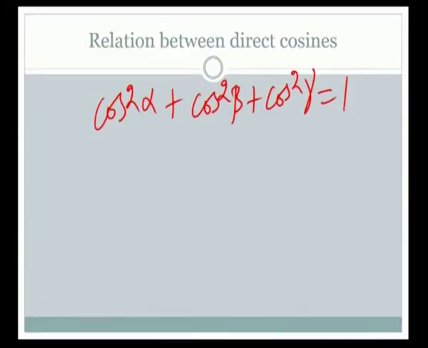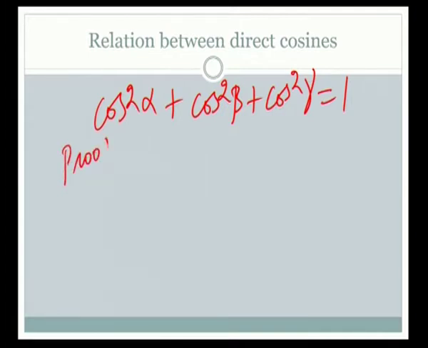Next, we will move to the concept of relation between directional cosines. You know, directional cosines are cos alpha, cos beta, cos gamma. The relation between these direction cosines is cos square alpha plus cos square beta plus cos square gamma is equal to 1. This is the relation between directional cosines. Now, let us see how to prove this relation.